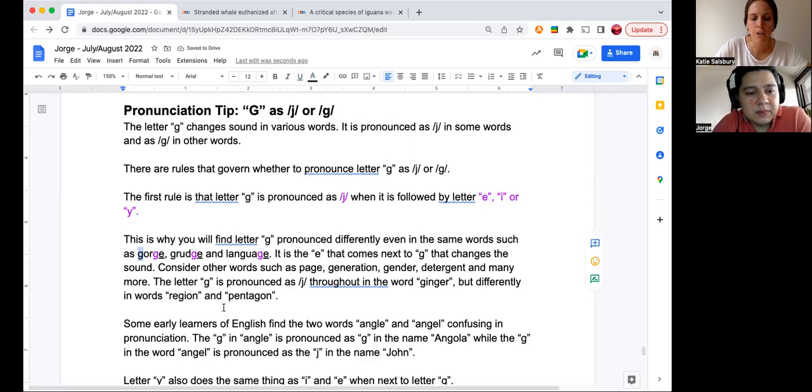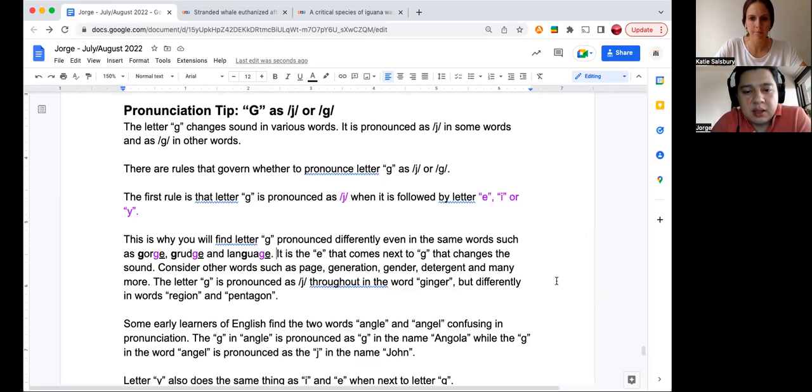But the first one, this one, is pronounced like a G. So this is gorge. And this is grudge. And this is language. Grudge, language. Okay, go ahead.